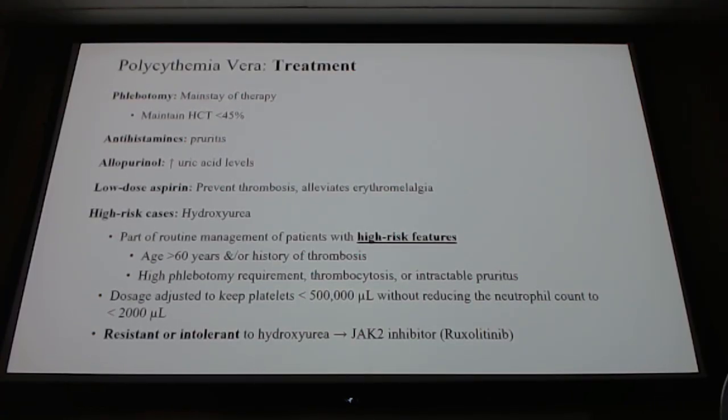What's the most appropriate treatment for this patient? What do they have access to? Hydroxyurea, we're going to do dosage adjusted to keep those platelets less than 500,000 without reducing the neutrophil count, because this is going to affect all of them. So we're finding that happy balance. And if they are resistant or intolerant to hydroxyurea, you may use a JAK2 inhibitor, right? Or it may be used as an adjunct too. That's going to be determined by hematology or oncology.